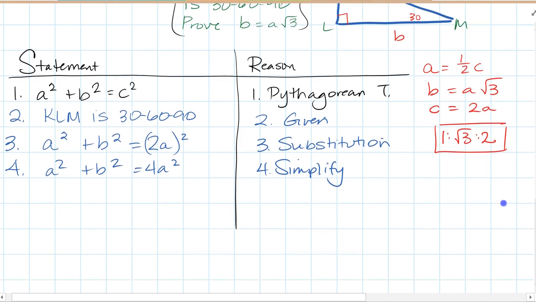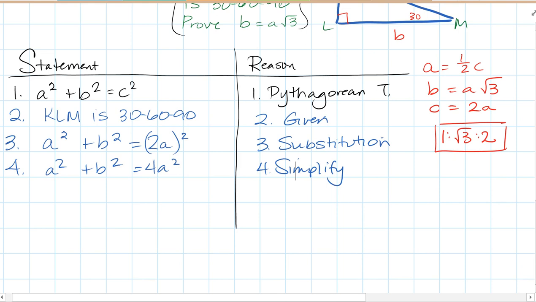Again, this is just reasoning more than a proof. I probably shouldn't have even set it up as a proof, but still. So now I'm going to isolate B and say B squared is equal to, I'm going to subtract A squared from both sides to get 3A squared. They call it the subtraction property, I guess. I subtracted A squared from each side.